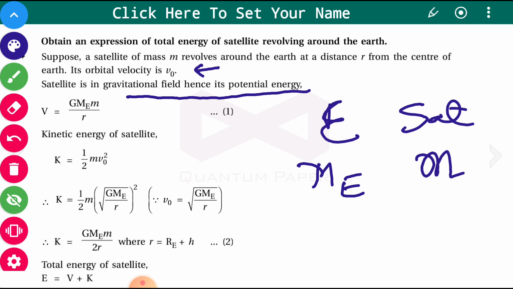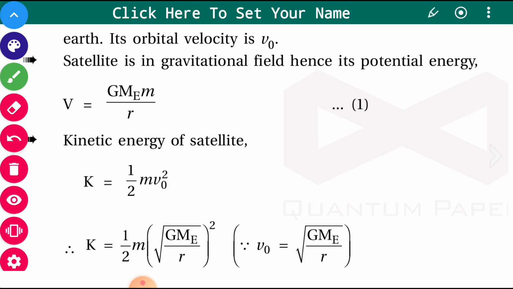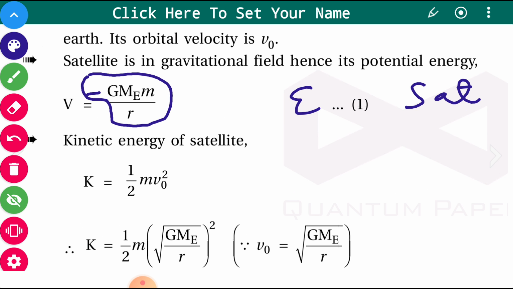The formula of potential energy is given by, try to understand here, this must be negative because it is binding energy. So the gravitational potential energy of the earth and satellite system is given by minus G Me m upon r, where r is the distance of the satellite from the center of the earth. So take care, this is the negative value.